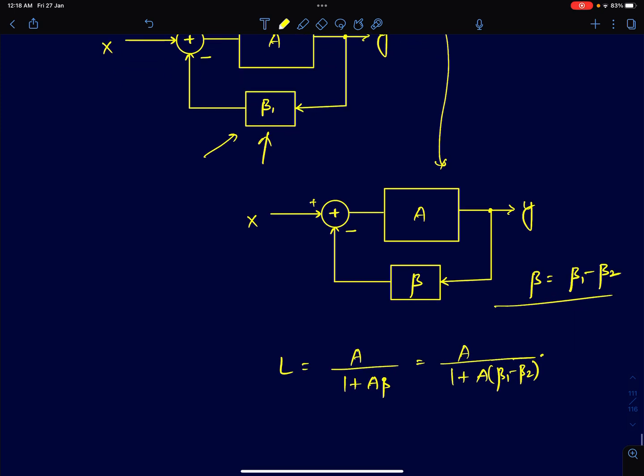Now for this closed loop system, assuming the system is still negatively fed back, I can express the closed loop gain as A by 1 plus A beta, which is given by A by 1 plus A into beta 1 minus beta 2.